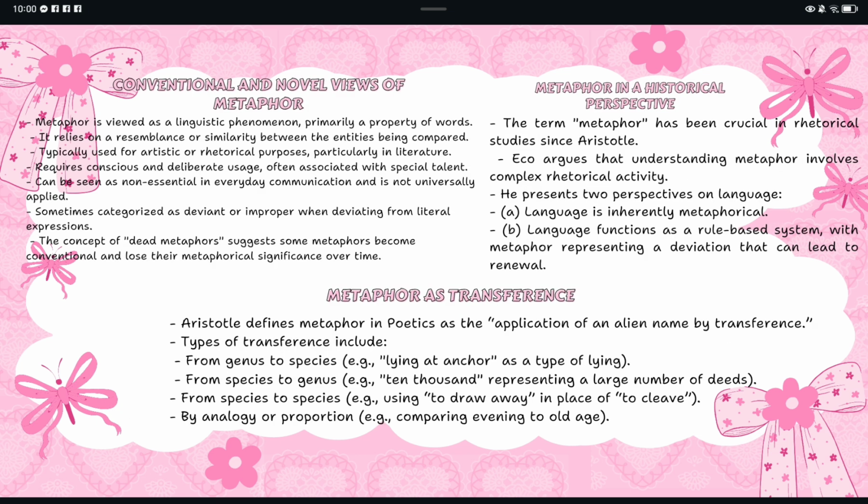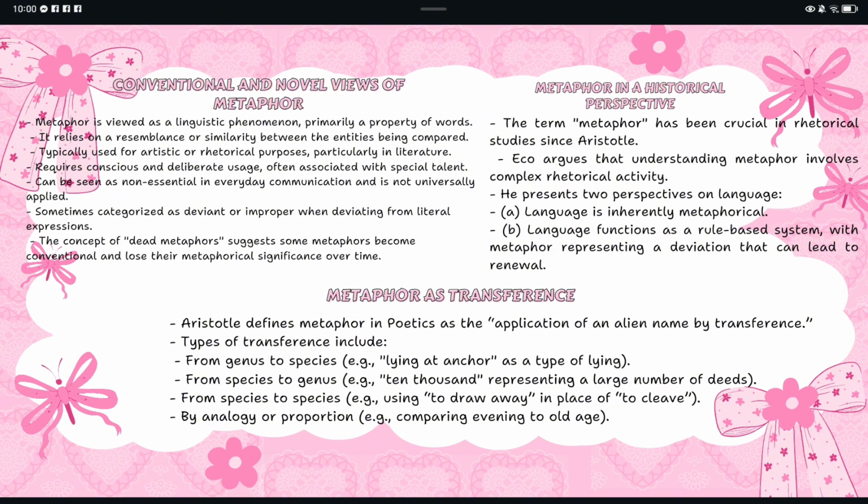Let's proceed to the next one, which is the conventional and novel views of metaphor. According to Lakoff and Johnson 1980, and Kövecses 2002 and 2010, the first common views of metaphor are: first, metaphor is viewed as a linguistic phenomenon, primarily a property of words. Second, it relies on a resemblance or similarity between the entities being compared.